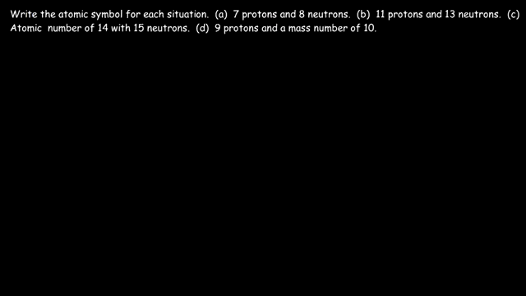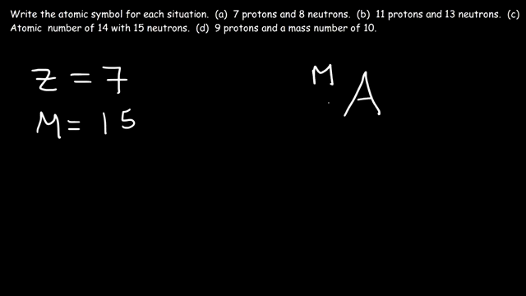Now let's work on this problem. I want you to write the atomic symbol for each situation. So if there are 7 protons and 8 neutrons, how can you represent this isotope using an atomic symbol? So the first thing you want to do is find the atomic number and the mass number. The atomic number Z is always equal to the number of protons. The mass number is the number of protons plus the number of neutrons. So that's going to be 7 plus 8. So the mass number is 15. So whenever you're writing a symbol, you're going to have the element, the mass number, and the atomic number.